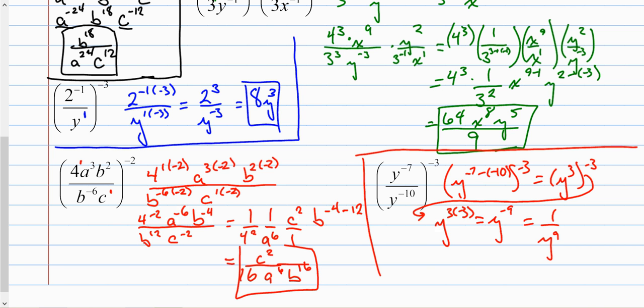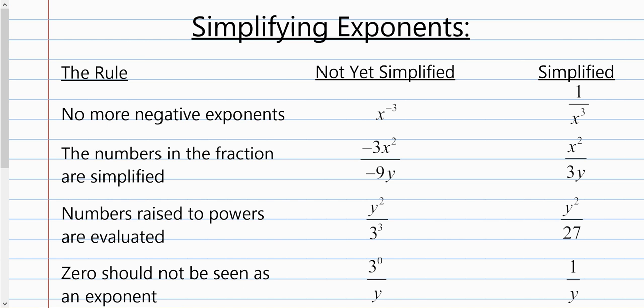So how do you know when something is finished? I have a nice little list here of ways to double check to see if you have your expression completely simplified. One of the most important rules is that there are no more negative exponents, so any negative exponent needs to change where it was in the fraction. So if I had 1 over x to the negative 3, this x cubed would be on top.